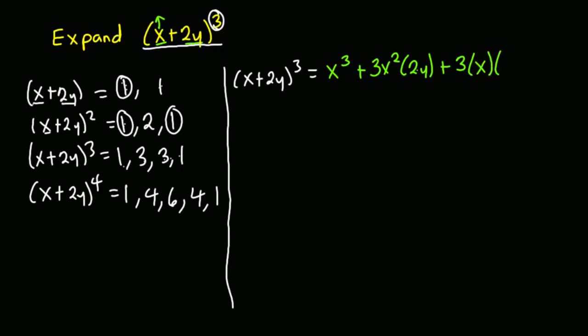Then the 2y will increase in its exponent by 1. Over here, the exponent is 1. So when it gets here, the exponent will be 2, plus the coefficient of the last term should be 1.